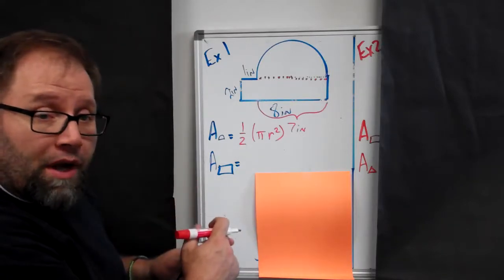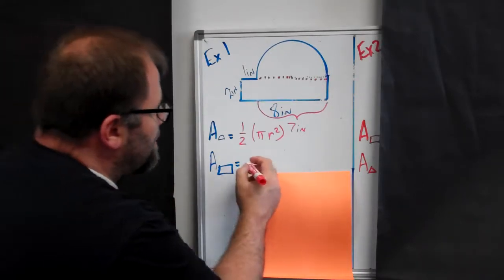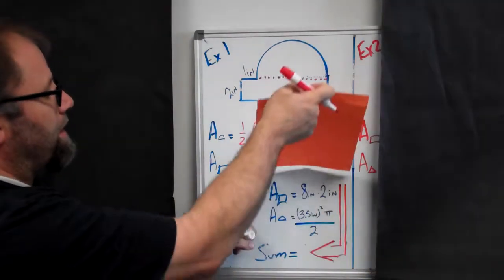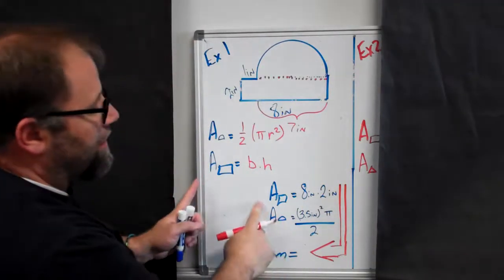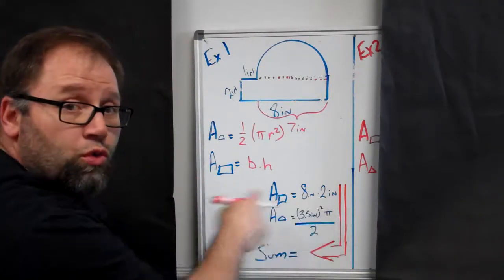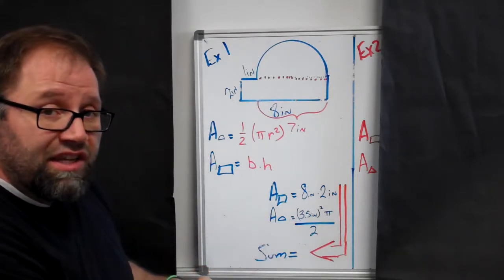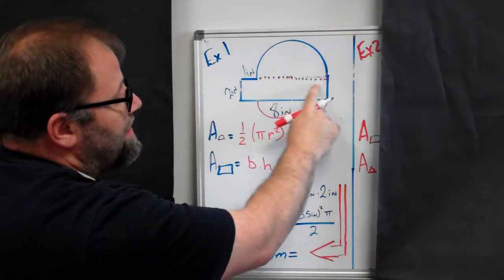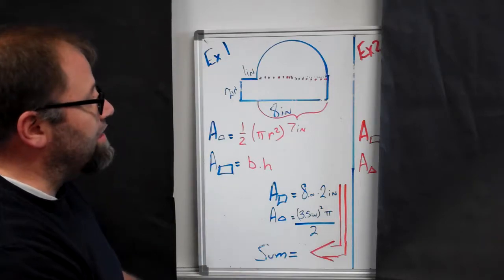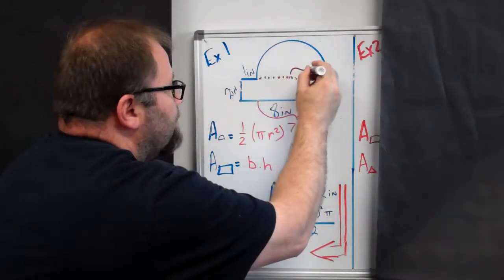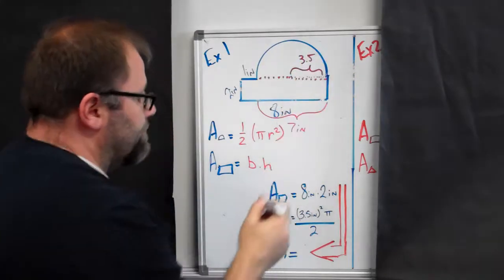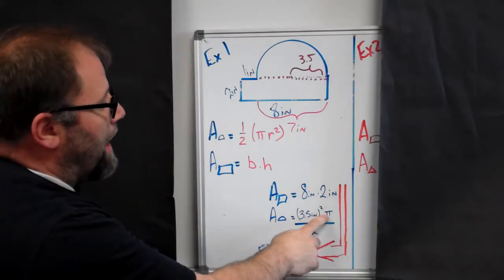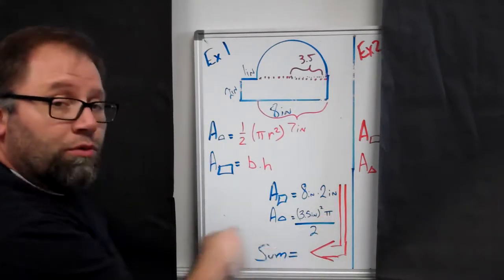Then I need to find the area of my rectangle. The area of my rectangle is base times height. So after I punch my numbers in, the area of my rectangle is 8 times 2, which gives me 16. Then for the area of my semicircle, I take the radius. If I know this is 7, that's the diameter, which means the radius here is 3.5. So I have 3.5 inches squared times pi divided by 2.